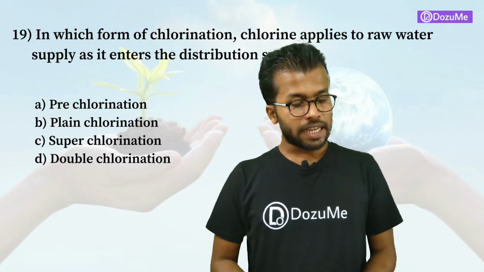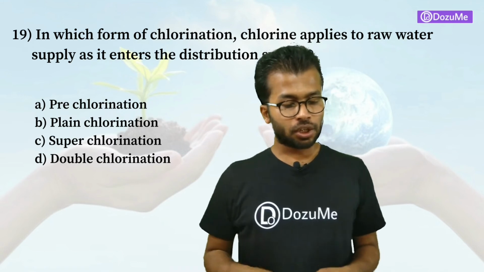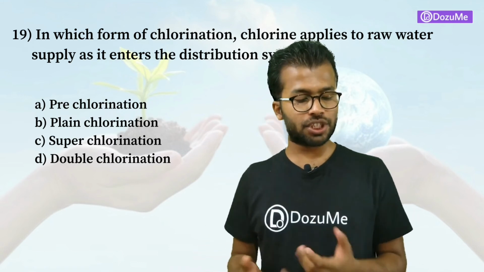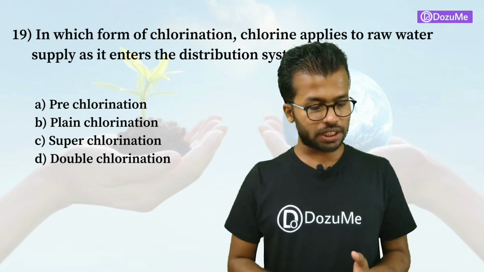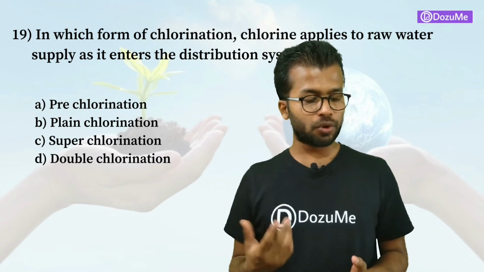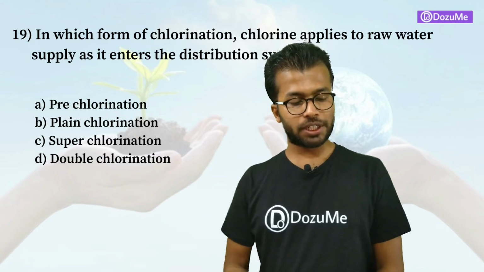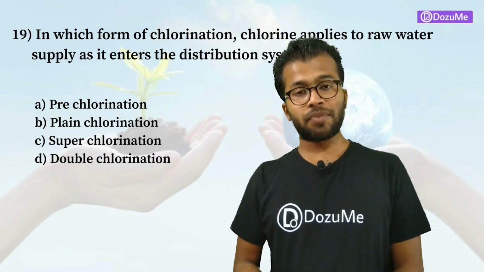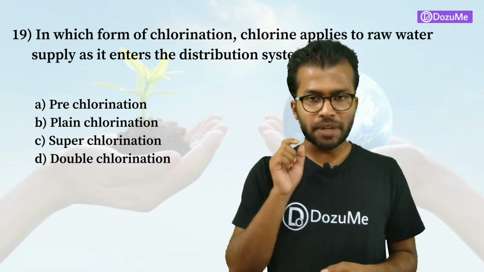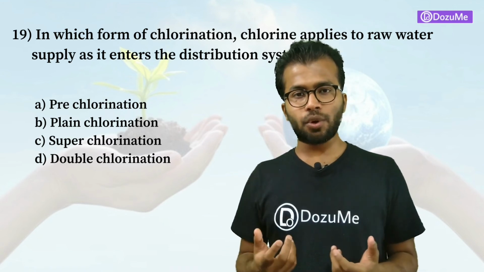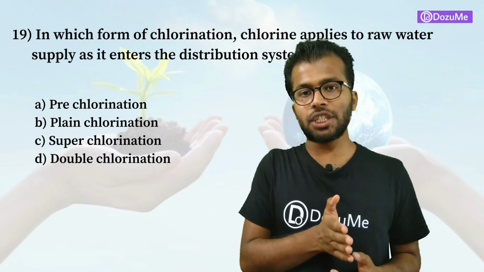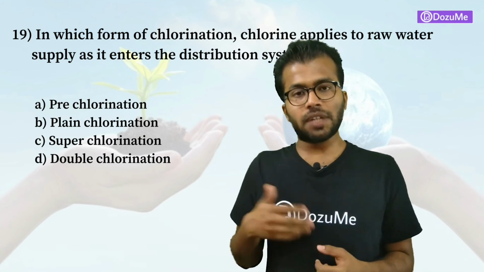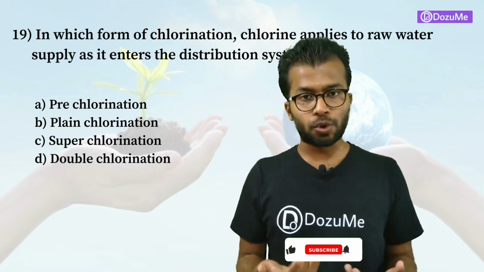So question number 19. In which form of chlorination chlorine is applied to raw water supply as it enters the distribution system? Plain pre-chlorination, plain chlorination, super chlorination or double chlorination? If you know the answer, comment it with the specific question number 19. What is pre-chlorination? Pre-chlorination means if you add chlorine before the filtration process, then it will be known as pre-chlorination. If you add chlorine after the filtration process, it will be known as post-chlorination.